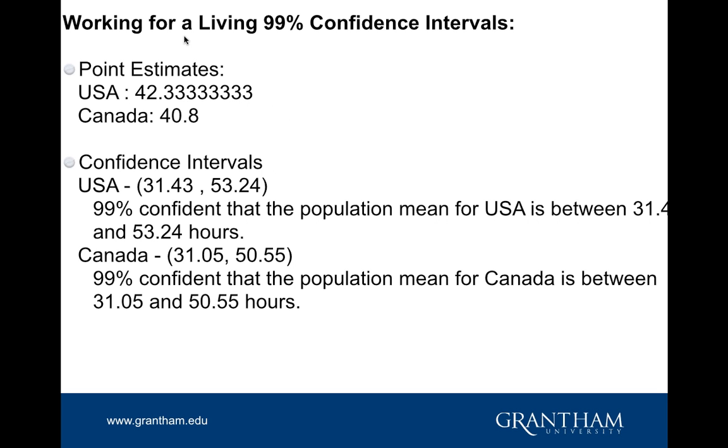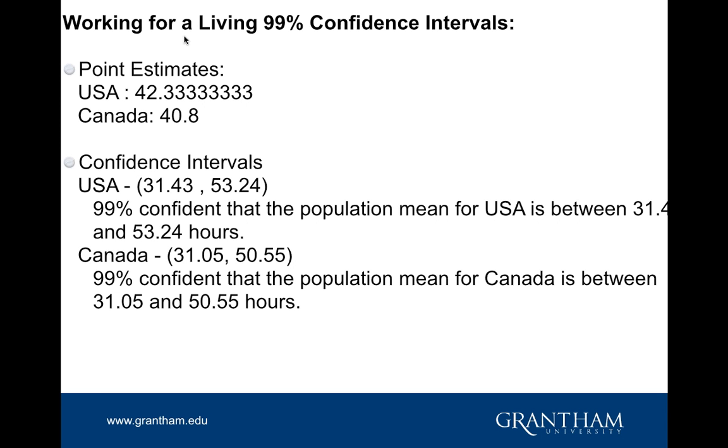Now, for the USA, the interval is 31.43 to 53.24, and we just showed how we got that on the Excel spreadsheet. What this means is that we're 99% confident that the population mean is between 31.4 and 53.24 hours. For Canada, we're 99% confident that the population mean for the entire country of Canada is between 31.05 and 50.55 hours. So let me restate what this means.